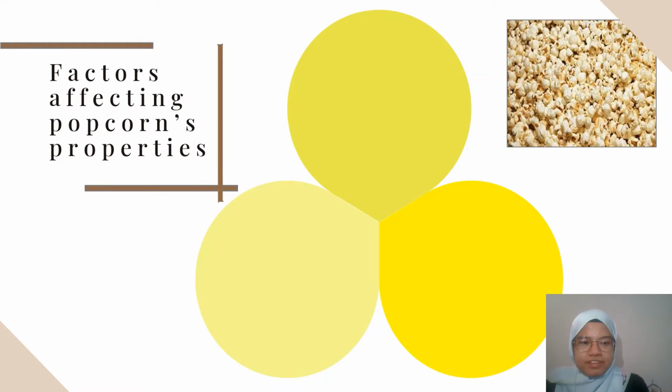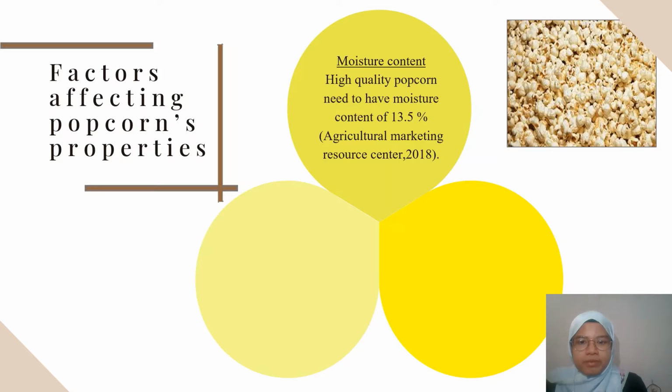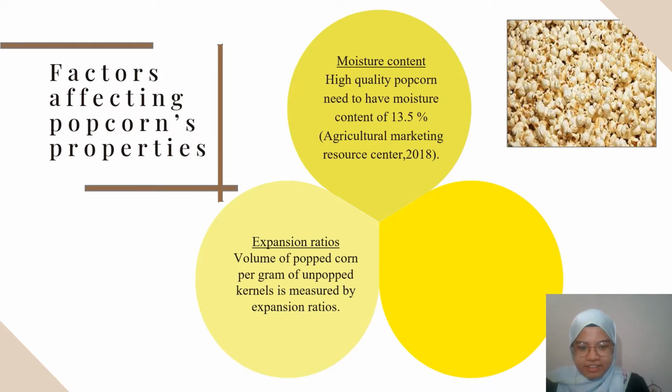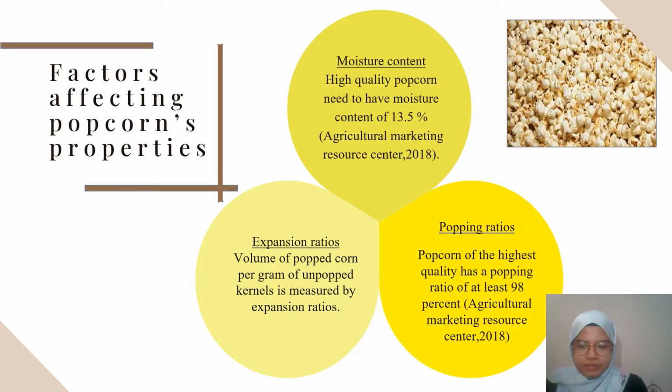For the factors affecting popcorn's properties, there are 3 factors. The first one is moisture content. High quality popcorn usually needs to have moisture content of about 13.5% according to the Agricultural Marketing Resource Center 2018. The next factor is expansion ratio, which is the volume of popped popcorn per gram of unpopped kernels. Next, popping ratio. Popcorn of the highest quality often has a popping ratio of at least 98%.